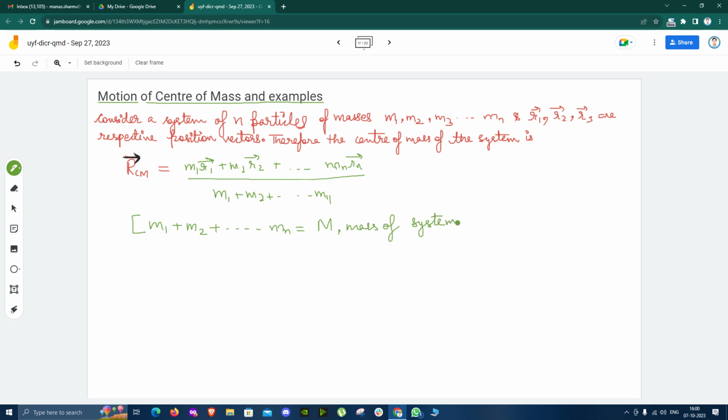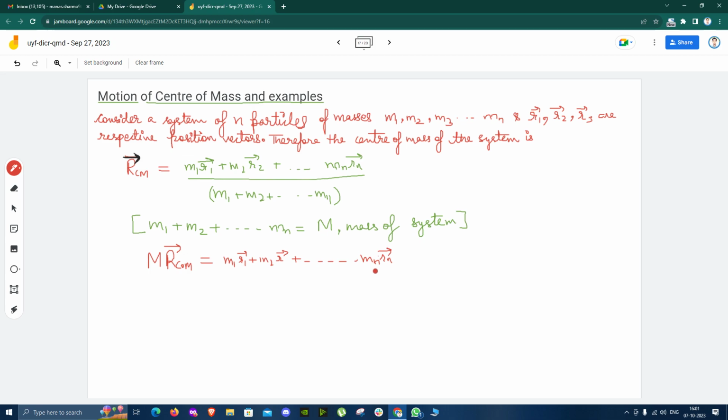Now, let's see, so this overall will be capital M. So we can write it as capital M RCM, position vector of the center of mass, multiplied by the total mass of the system, will be equal to M1 R1 plus M2 R2 vector plus so on Mn Rn.